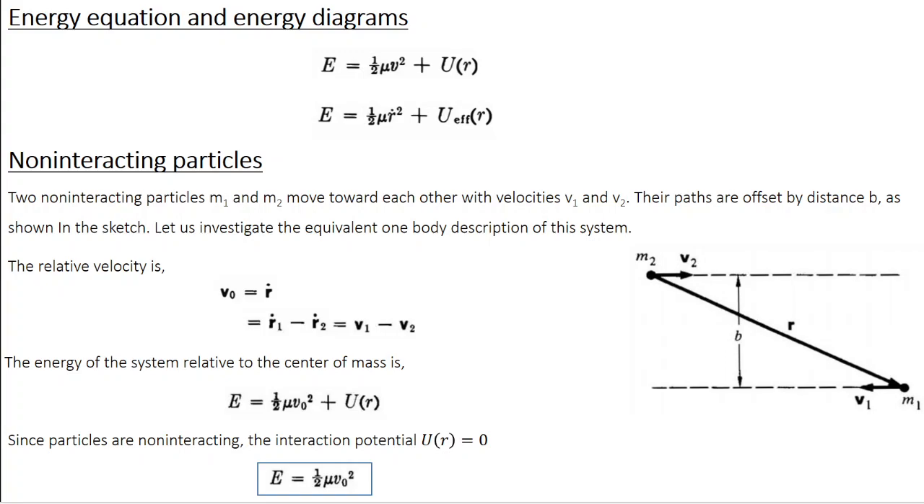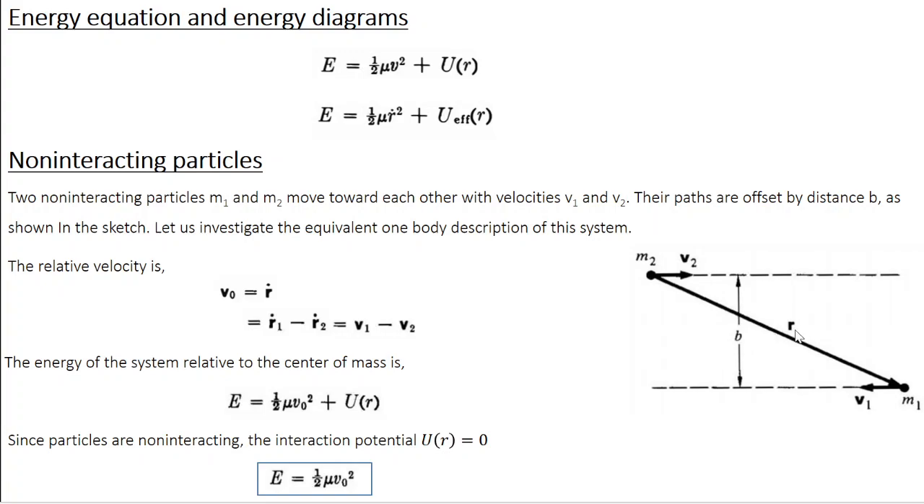Okay, so let's come back to our problem under study. Assume that you have two non-interacting particles m1 and m2 which move toward each other with velocities v1 and v2. Their paths are offset by a vertical distance b. Let's try to investigate this problem in terms of the equivalent one-body description.